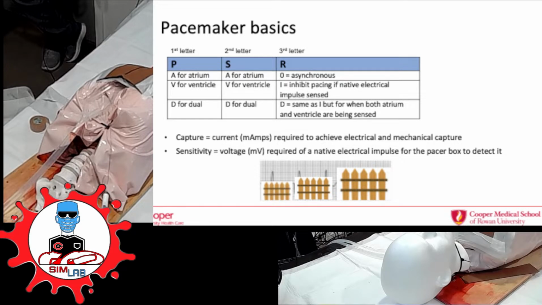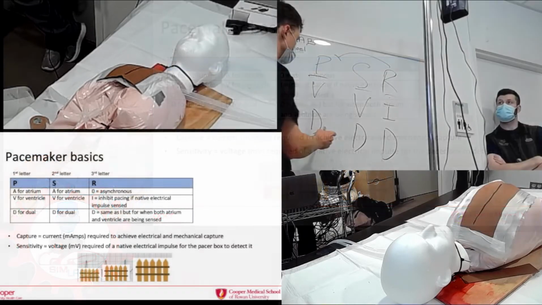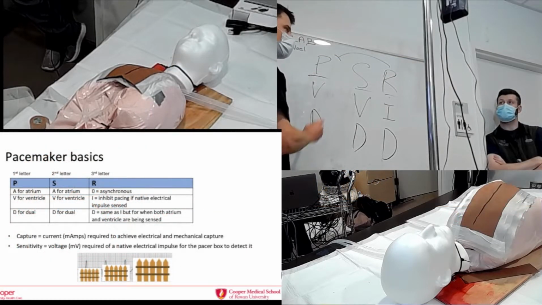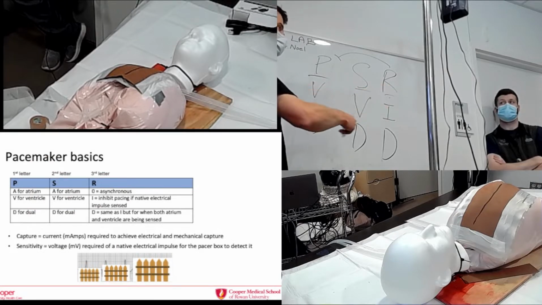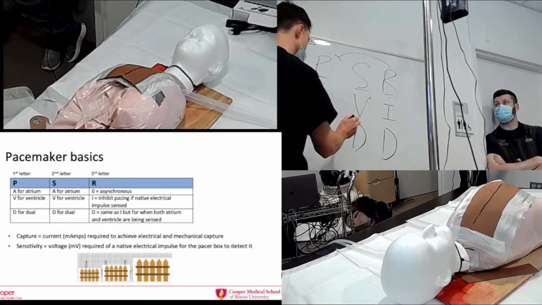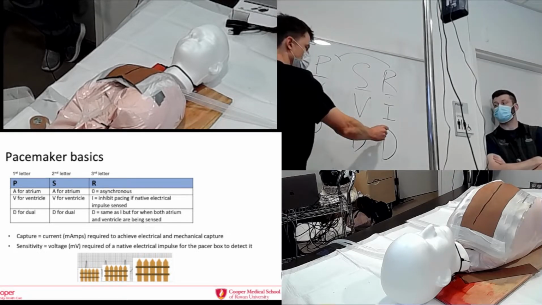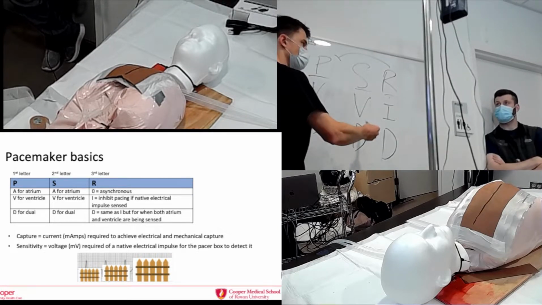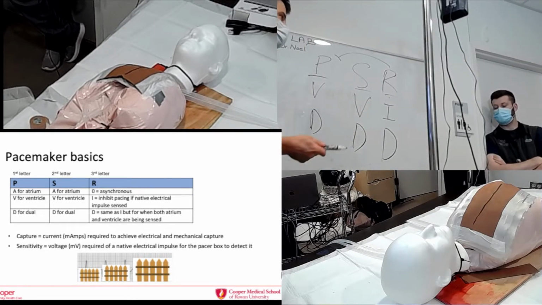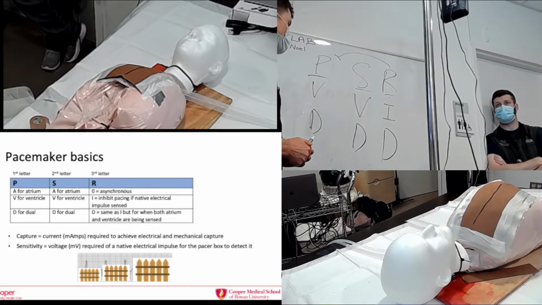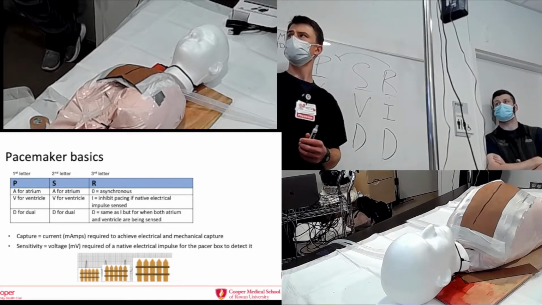Make sense? All right. So the other common one we have is DDD. Even though the letters seem totally different, it's essentially the same as VVI, but using both A and V. So dual, you're pacing both the A, or atrium, and ventricle if need be, or one or the other based on the response. You're sensing both the atrium and the ventricle, and then you're going to inhibit either the atrium or the ventricle or both, depending on what the signals are coming from the patient's native beat. Okay? And then if you want to go to, I'll show you this on the slide.